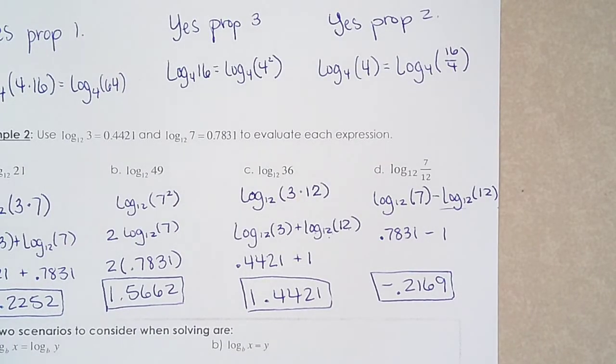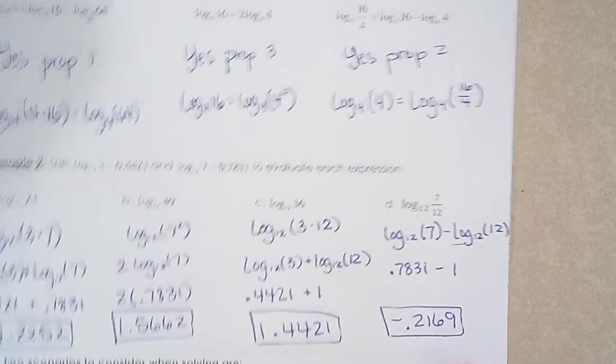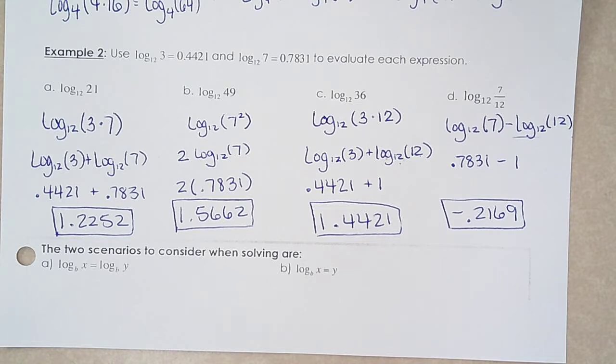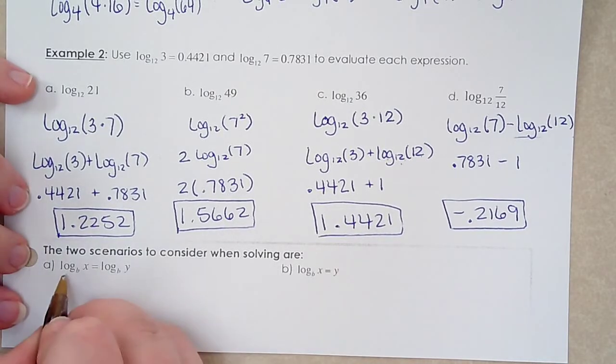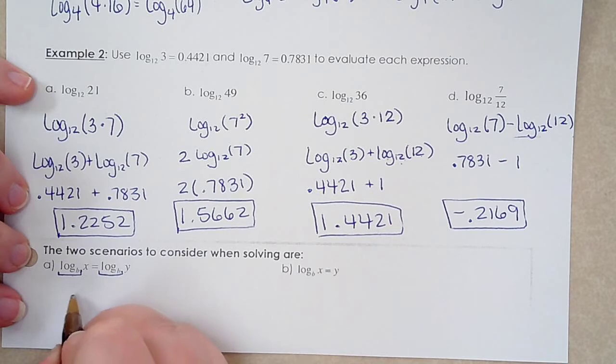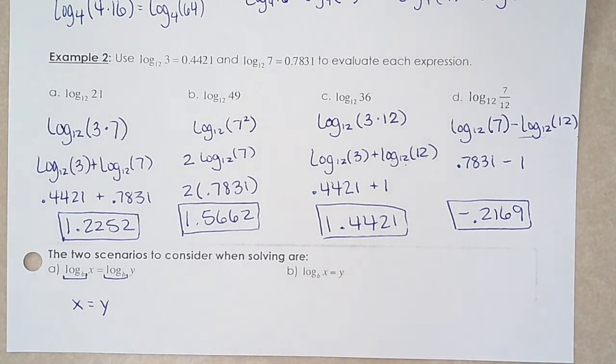All right, almost done here on the first page. There's 2 scenarios to consider when we are solving, and they look like this. We touched a little bit on this yesterday, but we saw that when 2 things have the same base for the log, their inside terms must be equal. There's no way for log base b of 3 to equal log base b of 2. They have to be the same.